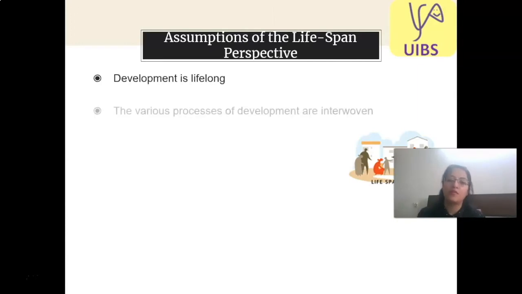Now, what are the assumptions of the lifespan perspective? The very first assumption is that development is lifelong. So development keeps on happening over and over again in your entire life.